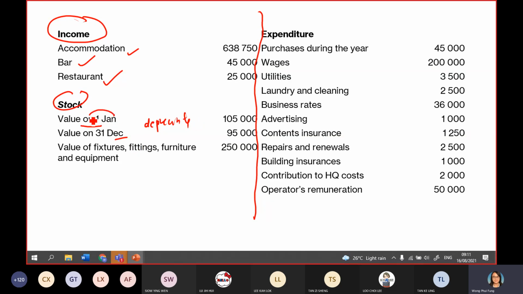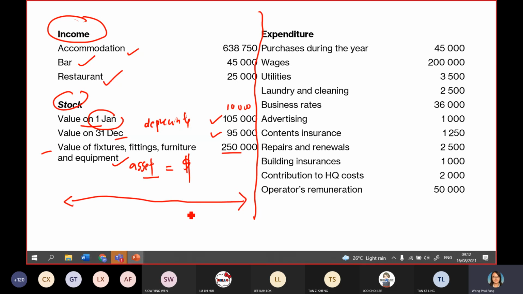So you can see early of the year, the stock is 105,000. End of the year, it becomes 95,000. So the balance of 10,000 goes to the depreciation. So this is the value of the stock. Then the third one is the value of the fixture, fitting, furniture, and equipment. All these are classified as asset. So asset actually is money. Assuming it is 250,000. So here is the income that the business has.